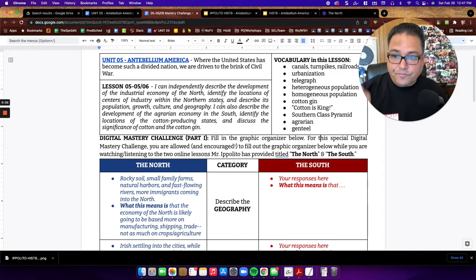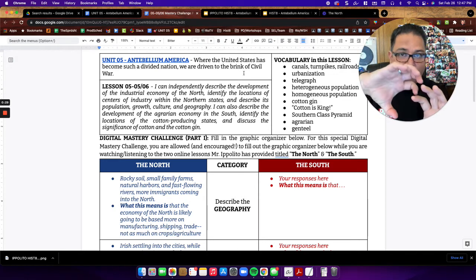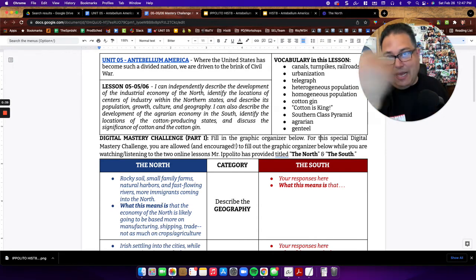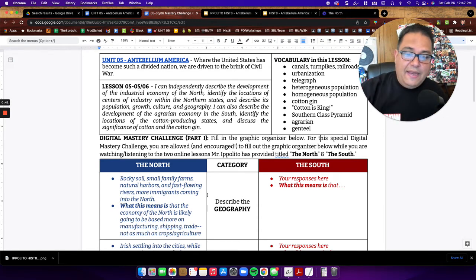Because again, the whole goal of this unit is: how did we become so divided? How did the people of the North and the South become so far apart from each other that they were driven to fight and kill each other when we get to the Civil War? So you've already learned about the North. If you haven't yet, hold on, go back and watch the video on the North. And then right now we're going to jump into the South.